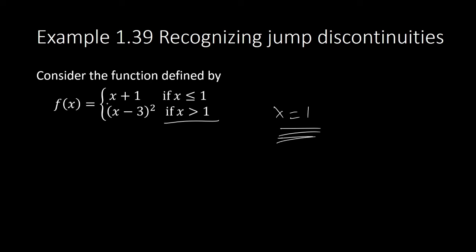Because if you were to look at this, this is a polynomial function. It is continuous for all real numbers less than 1. This one is also a polynomial function. And polynomial functions are continuous in its interval. So it's going to be continuous for all x's greater than 1. So our point of interest now is at this point when x is equal to 1. So what do we do?